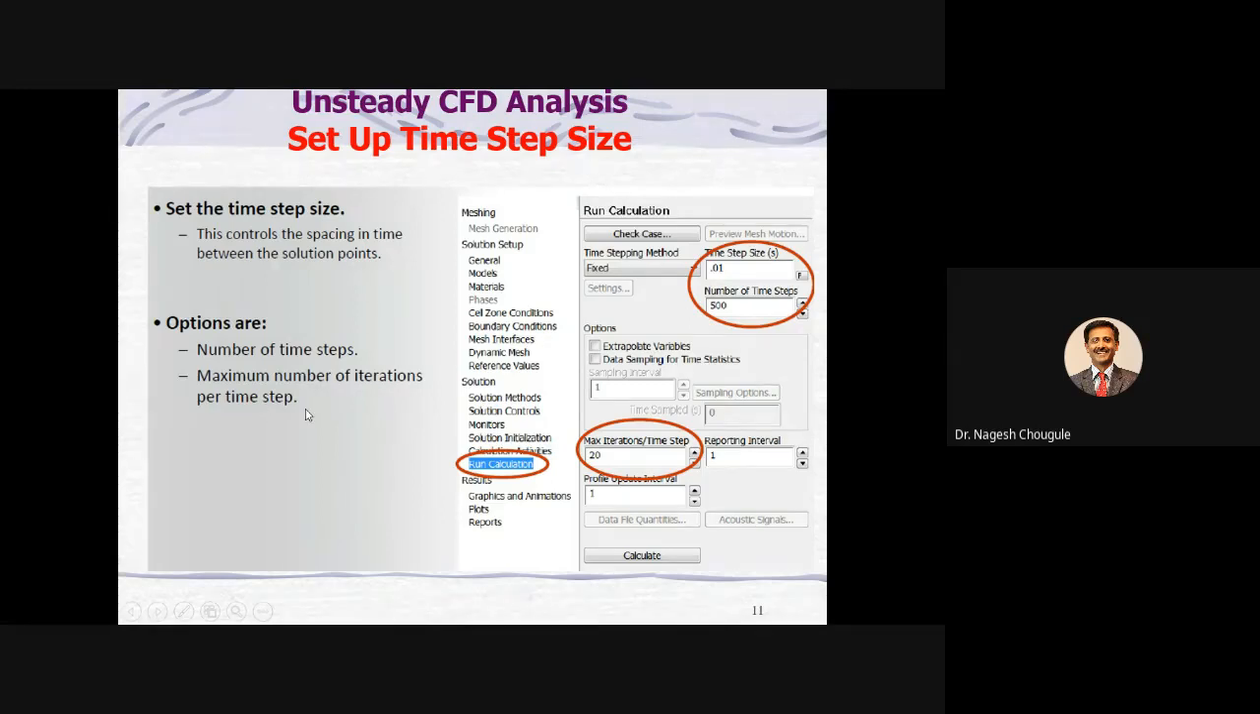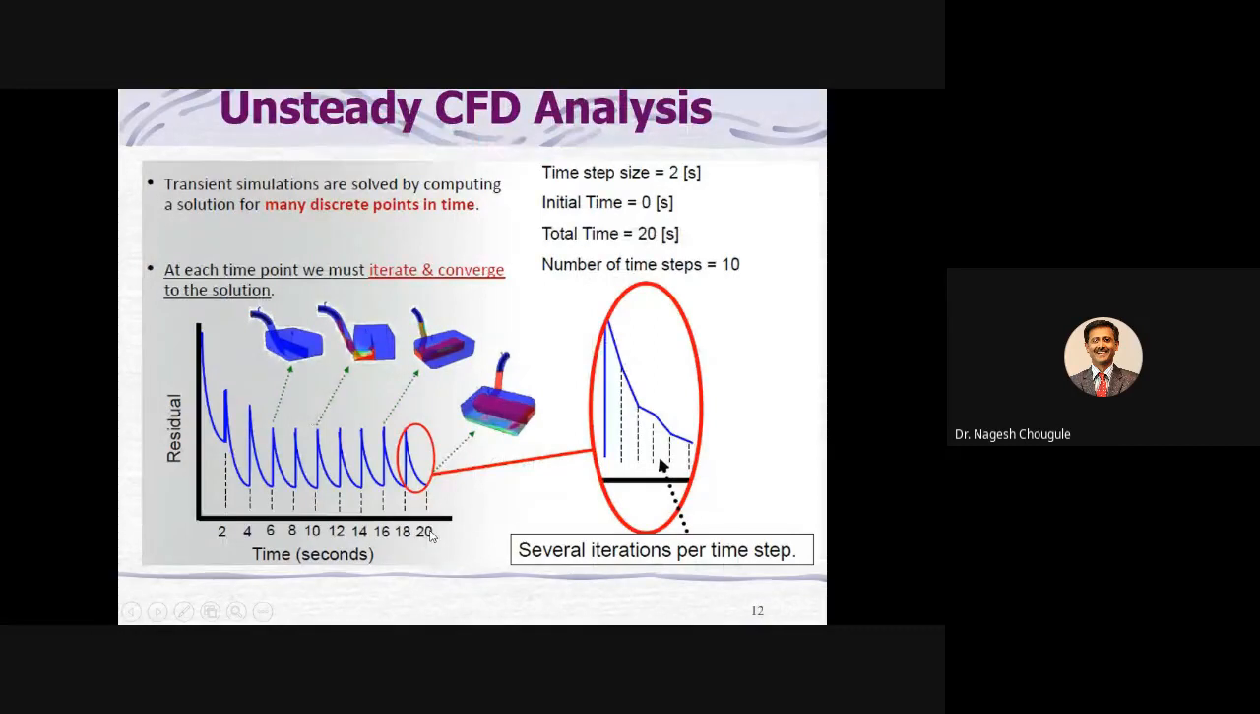If I consider a 20-second simulation, with initial time 0 and final time 20 seconds, and a time step of 2, then 20 divided by 2 gives the number of time steps equal to 10. Now in one time step, the software will again solve several iterations. Each time point must iterate and converge to a solution. So between 0 and 1, the problem must converge, and only then will it go to the next.